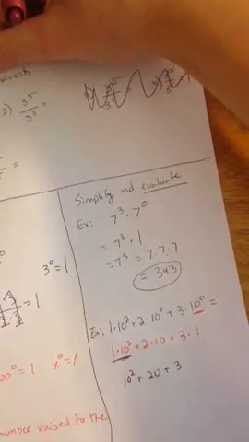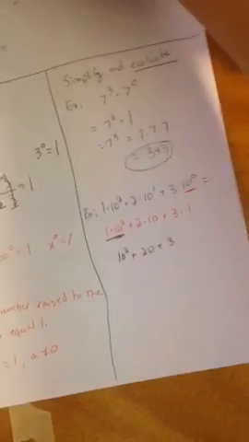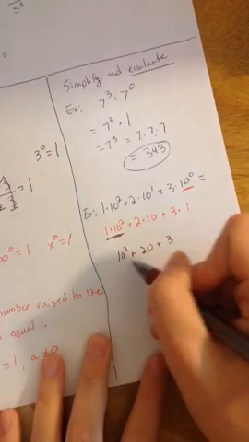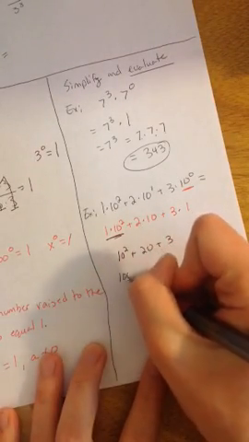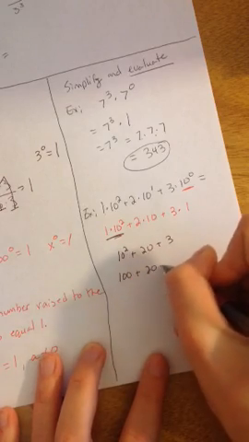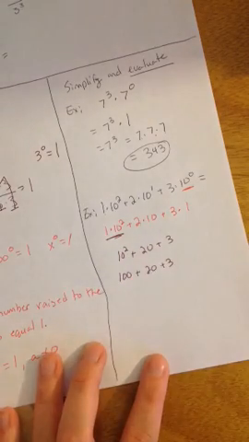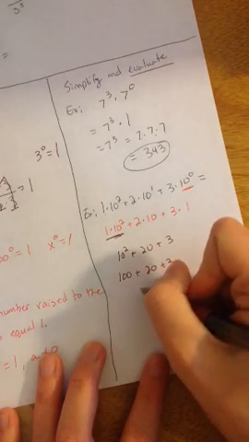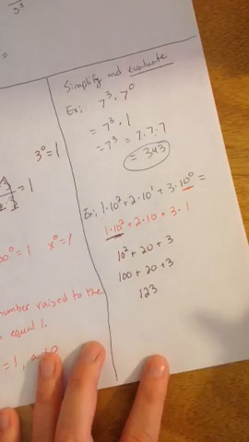Sorry, I can't move my paper up very easily. I gotta move that thing. There we go. 10 squared gives me 100, because that's 10 times 10. Plus 20 plus 3. And if I add all three of these numbers, I get 123.